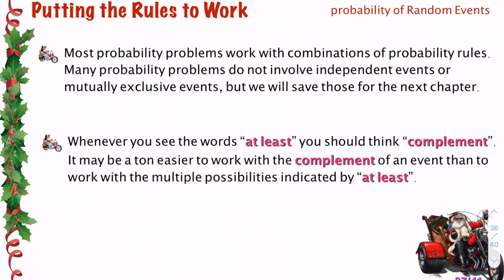So, putting the rules to work. Most probability problems work with a combination of these probability rules that I've just described. Many probability problems do not involve independent events or mutually exclusive events, but we'll save those for the next chapter, okay? Let's just keep it simple. Whenever you see the words "at least", ooh, this AP loves this, at least, you should always think complement. It may be a ton easier to work with the complement of an event than to work with the multiple possibilities indicated by "at least one." Well, what's the complement of at least one? None.